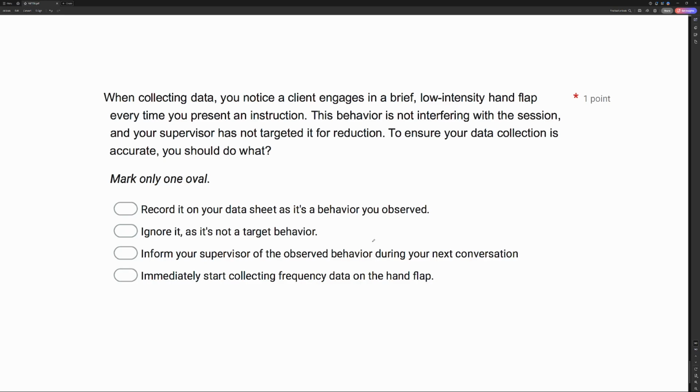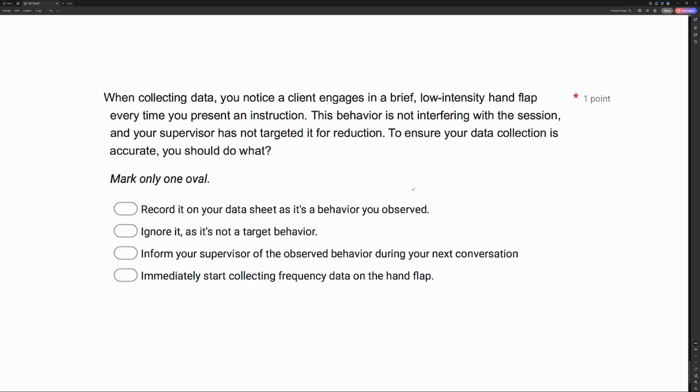Now remember, as the technician, your primary role is implementation of the plan and then collection of that data. In this case, you notice a new behavior occurring. And when you work directly with clients, you are going to see new behaviors all of the time. What we have to remember is we have a limited amount of time, a limited amount of resources, and a lot to work on. And so realistically, we can't target every single behavior possible.